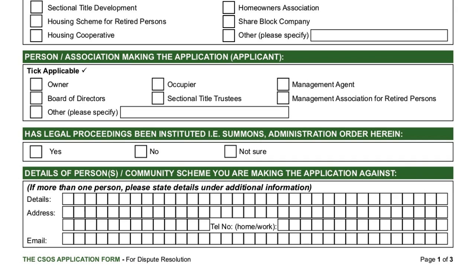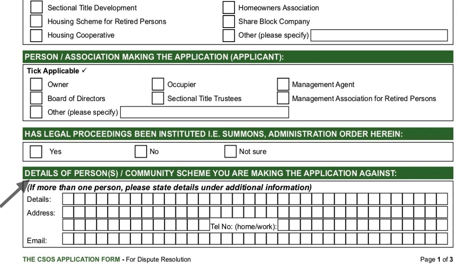The next part of the form is of particular importance as it requires you to indicate whether legal proceedings have been instituted for the collection of the arrear levies. The reason this is important is that the CSOS cannot adjudicate over a matter that has already been referred to a court of law. In other words, if summons has already been issued for the arrear levies, the CSOS cannot hear or issue an adjudication order pertaining to the dispute regarding such arrear levies.